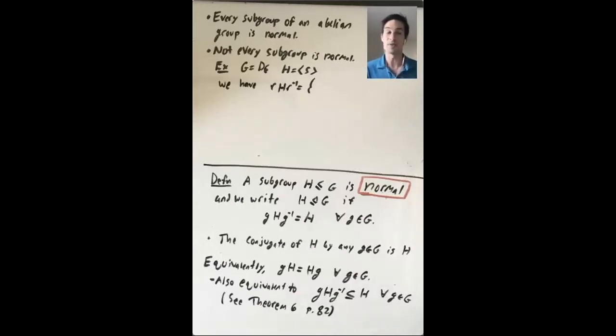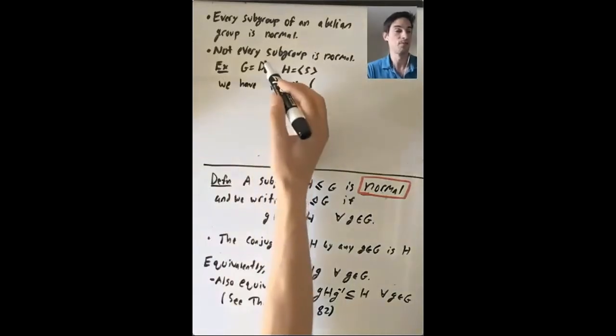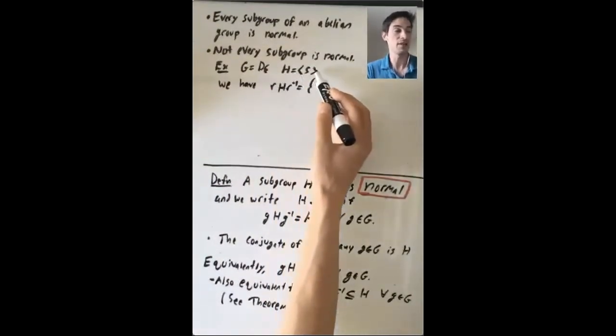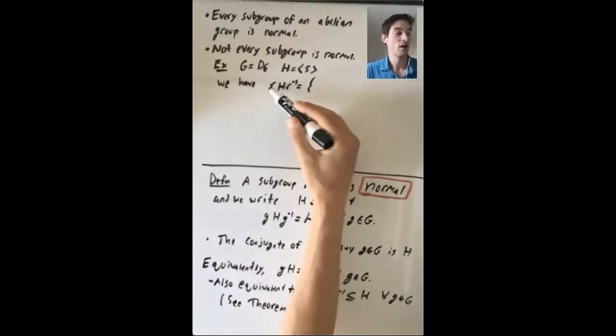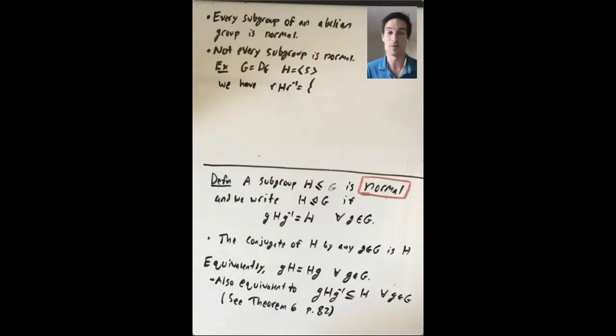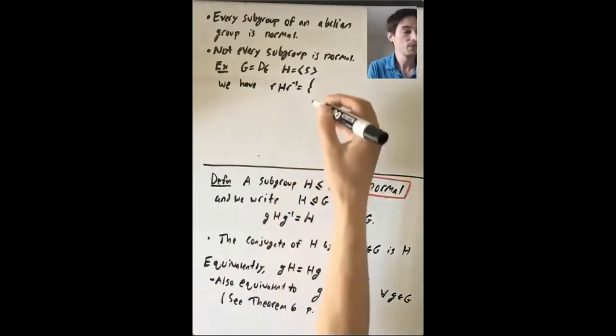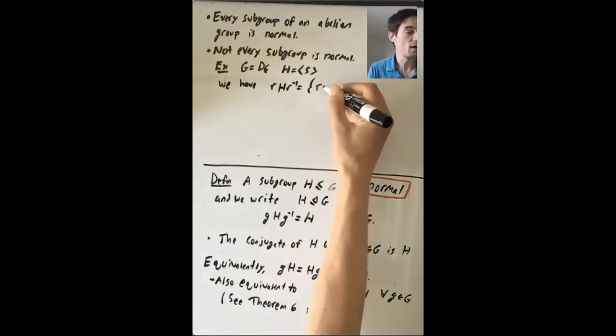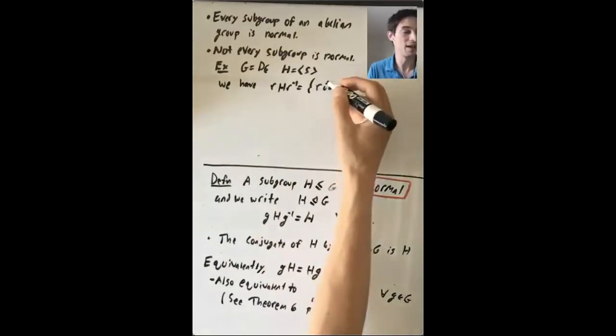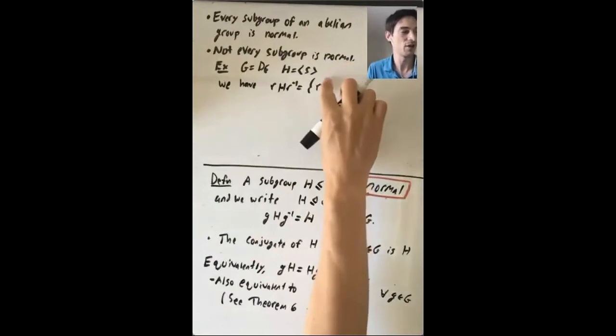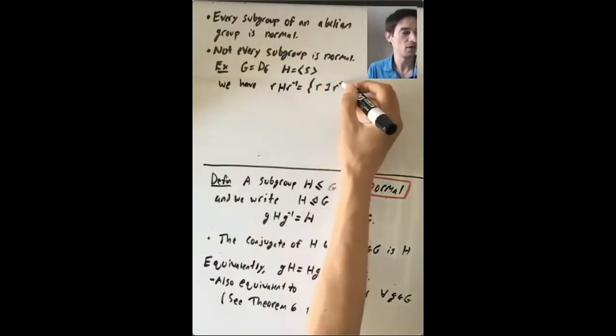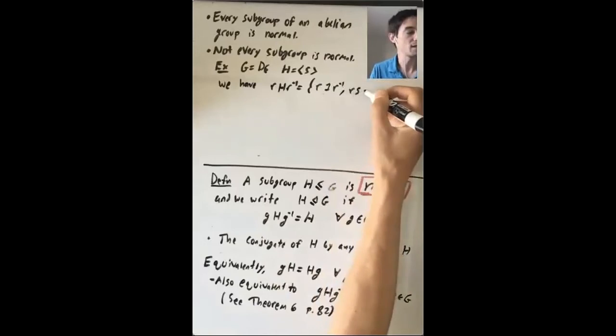For non-abelian groups, it's much less clear when you take a subgroup whether or not it's normal. So not every subgroup is normal. Let's see an example. Let's take D6 and take H to be the subgroup generated by one of the reflections. So what is RHR inverse, where R is one of the rotations, an element of order 3? Well, this is R times the identity times R inverse, and then R S R inverse.